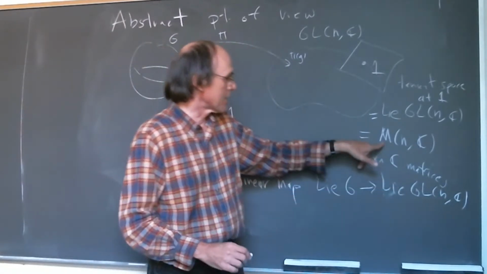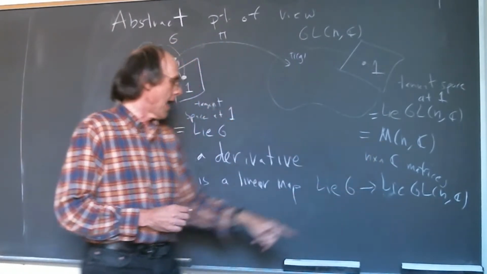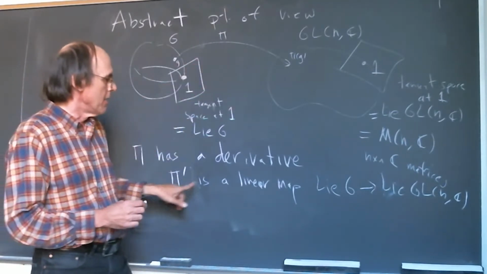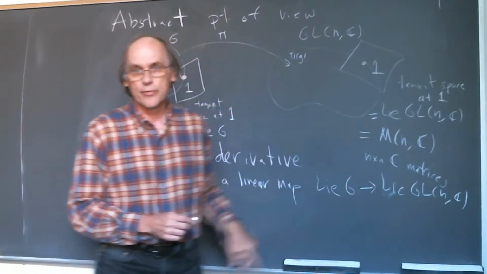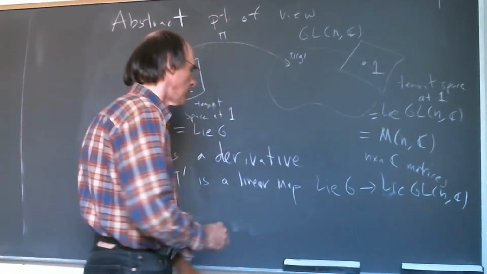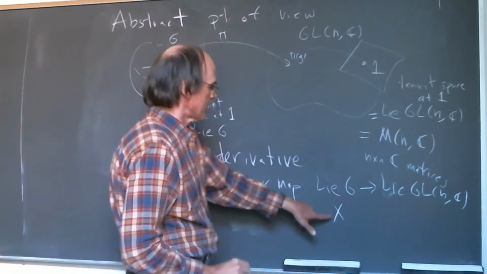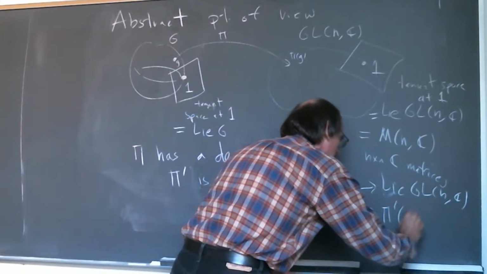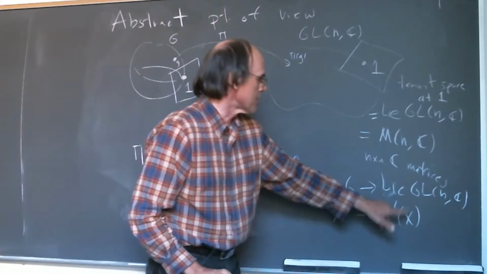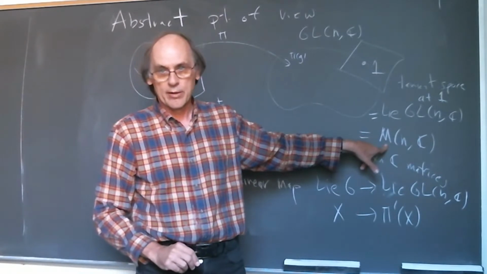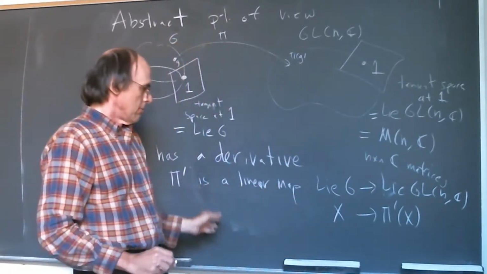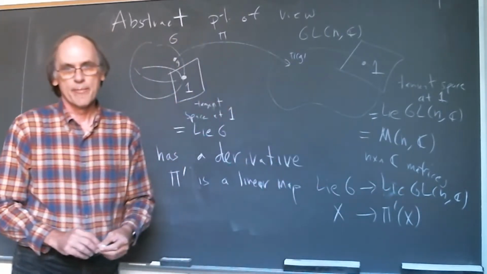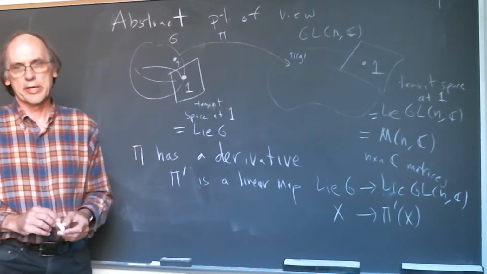This is a vector space. It's actually just the vector space of these matrices, and the derivative of your representation is just a linear map between vector spaces. Okay, it's something that if you feed it some x, some element of Lie g, it goes to pi prime of x, and pi prime of x is just an n by n matrix. So pi prime is just a linear map from this vector space to this vector space. And so in principle, everything then comes down to linear algebra.